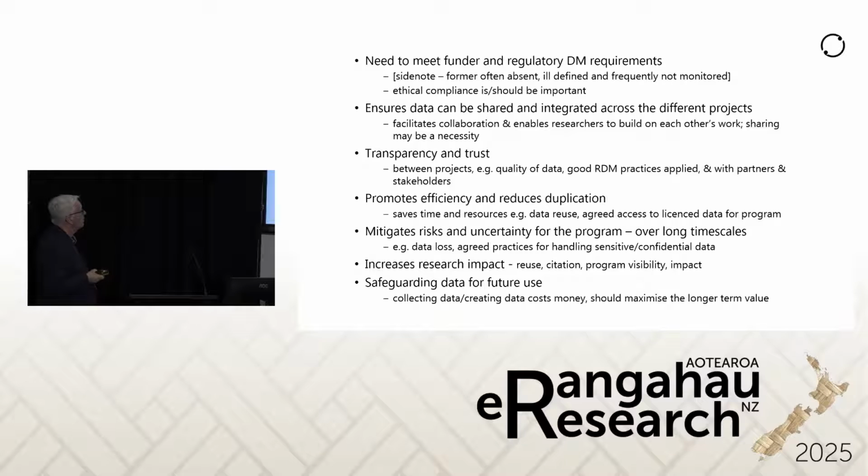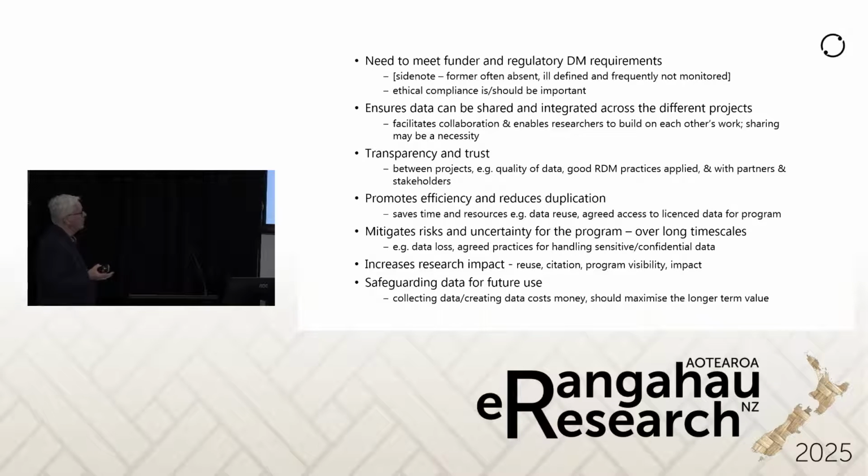An aspect of that is transparency and trust. Everybody in the program needs to be able to trust that the other people working on the other projects are producing data that has followed good data management practices. And that also applies to the partners and stakeholders. If the partners or stakeholders are bringing data into the program, whether that be industry, government, or maybe indigenous groups, they want to know that the data is going to be managed across the program and that there's transparency and trust around that data management.